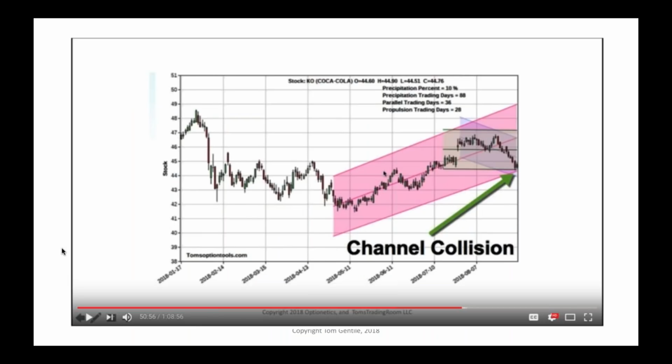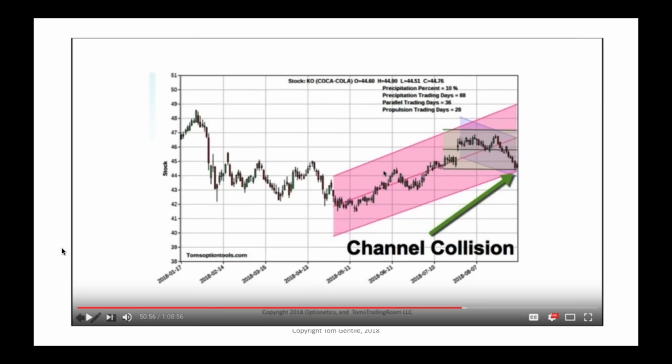I pulled this picture off of week 1 so I could show you something that we discussed. We were spotting an opportunity in Coca-Cola. We were looking at something called channel collision, and what was called our darknet trading strategy. This is a classic example of darknet, where we have short, intermediate, and long-term support all coming together. That's called channel collision. And when we get channel collision, we get darknet signals.